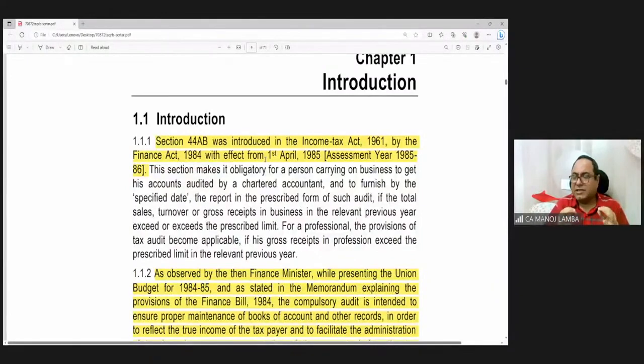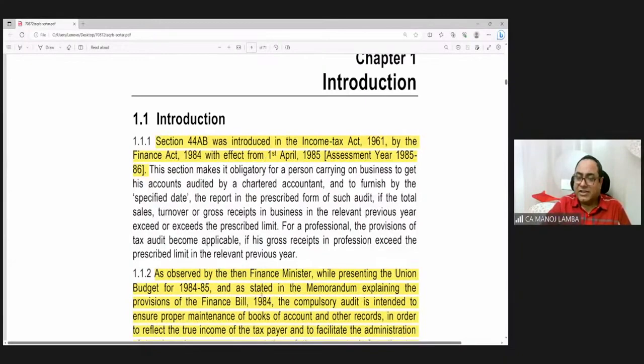Section 44AB, introduced with effect from 1st April 1985, very clearly states that it is obligatory for a person carrying on business or profession to get his accounts audited by a chartered accountant and furnish by a specified date the report in the prescribed form of such audit, if the total sales, turnover or gross receipts in the business in the relevant previous year exceed the prescribed limit. Similarly, there is a provision for a profession.